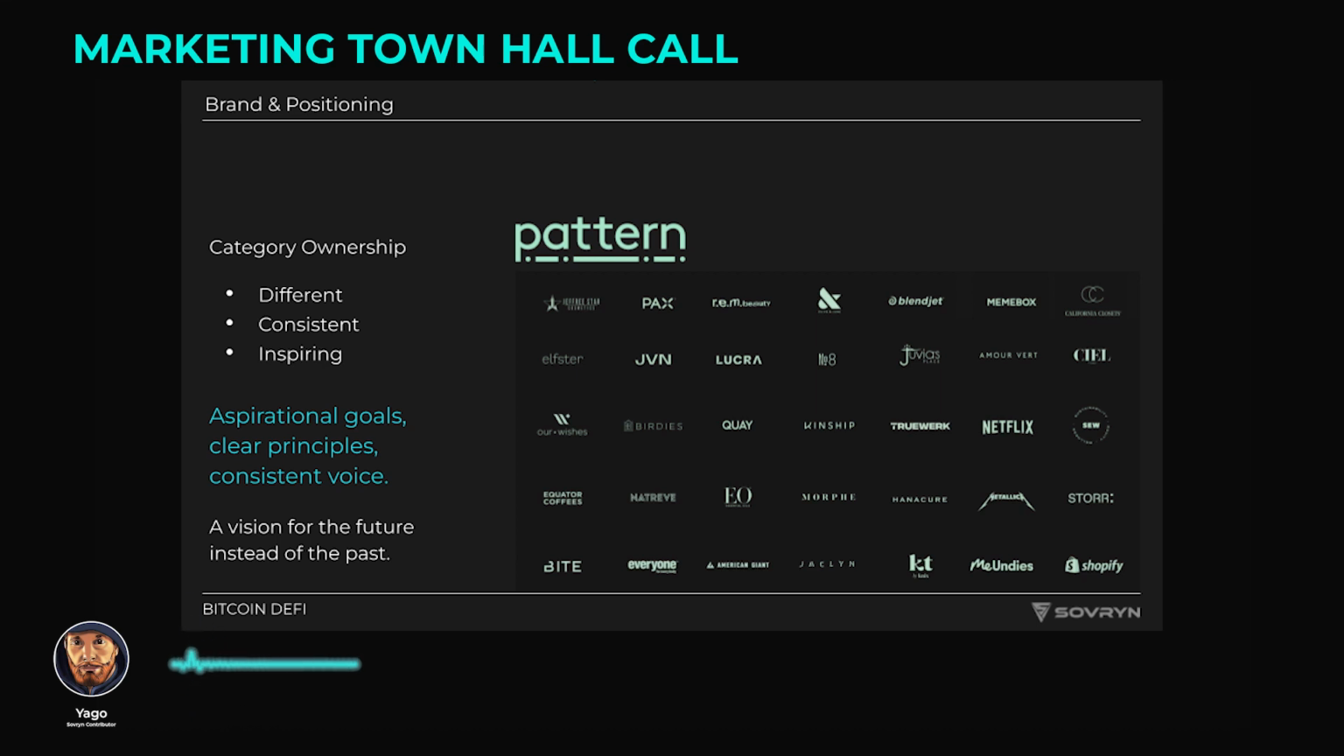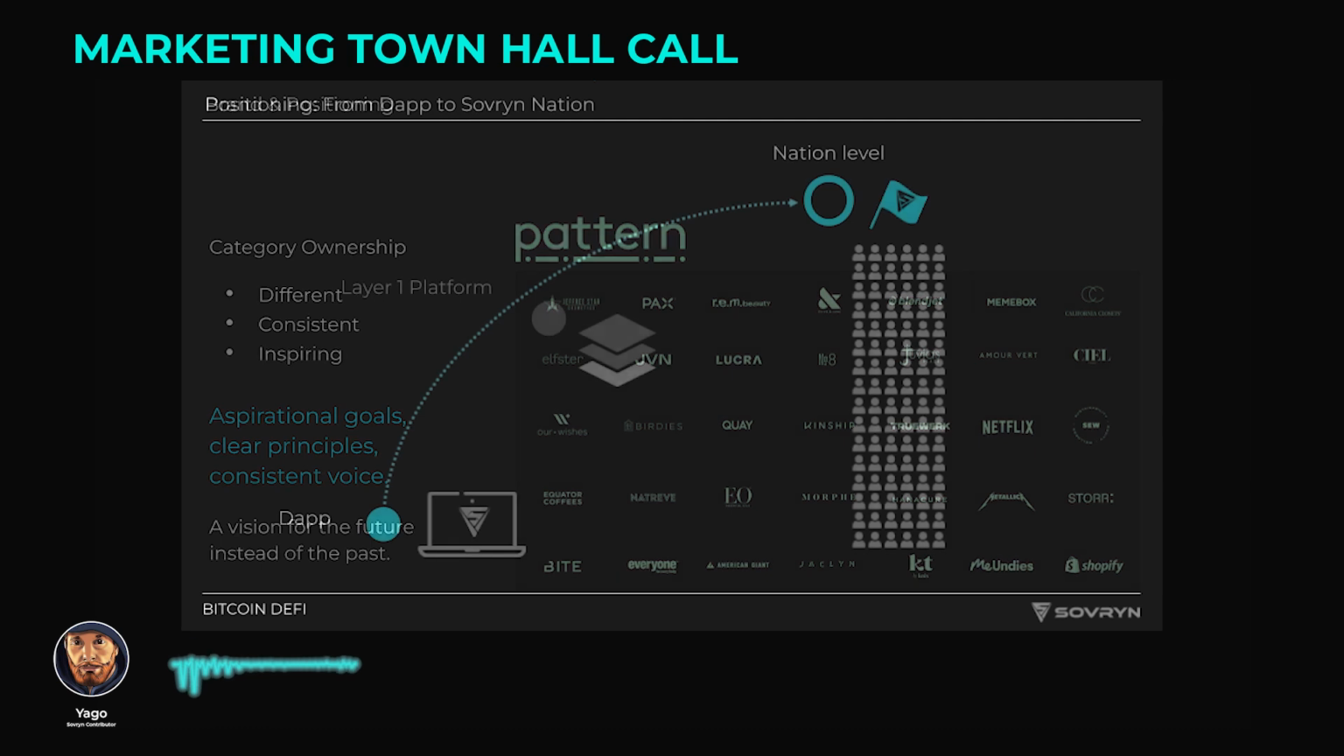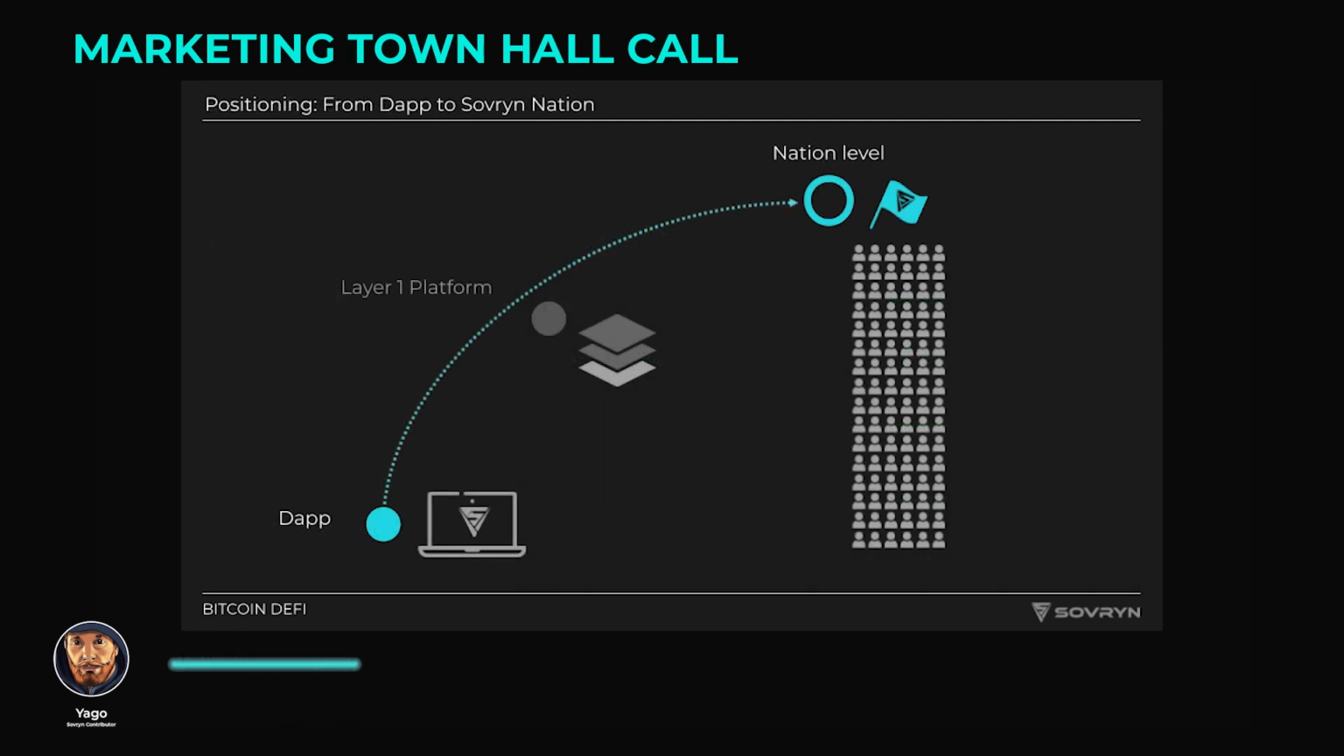So what do we mean when we're talking about a category? And specifically, this is the next slide, I think where we are now is that Sovryn is viewed as Bitcoin for DeFi dApp, a very extensive dApp with a whole suite of products, but we're still in the dApp phase in terms of the category that we hold in most people's minds. And that's because that's where we are, but it's not where we're going.